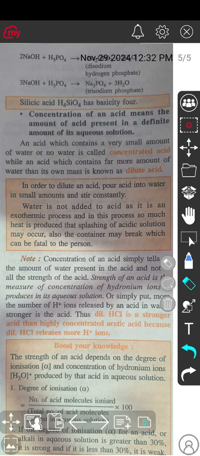Concentration of an acid means the amount of acid present in a definite amount of its aqueous solution. How much acid is present in the water. An acid which has a very small amount of water is called a concentrated acid, meaning it has a large amount of acid. Dilute means a small amount of acid is present but water is present in a huge amount, far more than its own mass. Very important note.